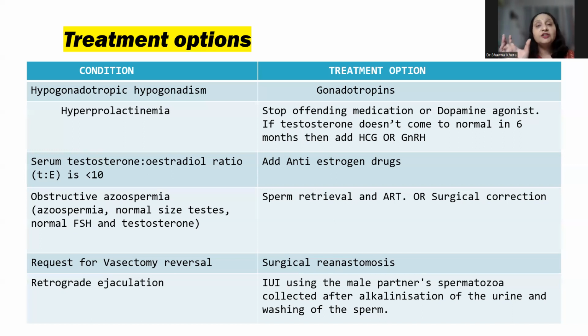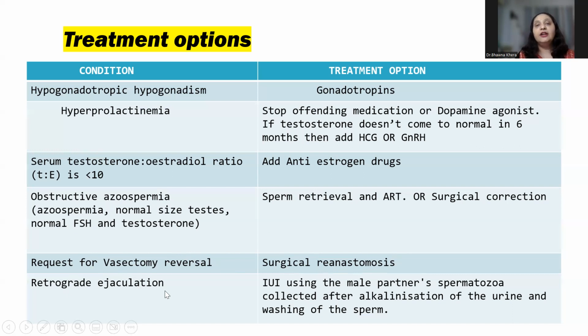Surgical correction is usually an answer only when we talk about vasectomy reversal. Okay, otherwise in all other obstructive causes, for exam point of view, you will choose always sperm retrieval and ART, right? So this is one which you are going to choose. If there is a question about vasectomy reversal, then surgical reanastomosis is the right answer.